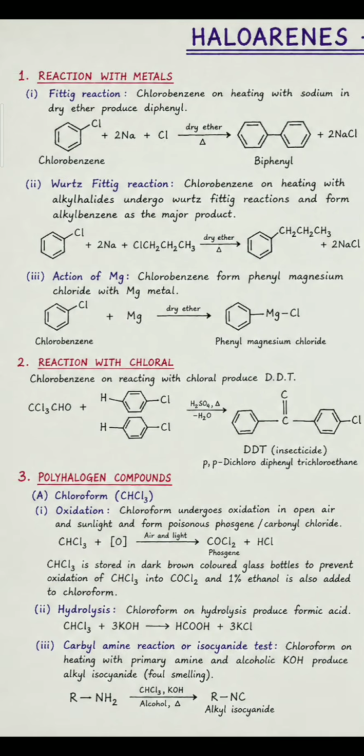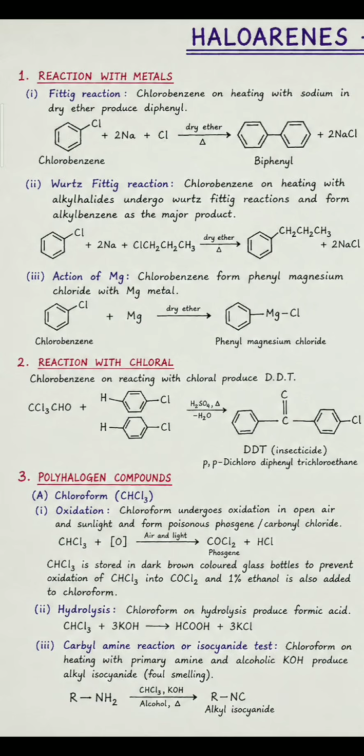Next one is hydrolysis. Chloroform on hydrolysis produces formic acid. Example, CHCl3 plus 3KOH gives formic acid, HCOOH, plus 3KCl.